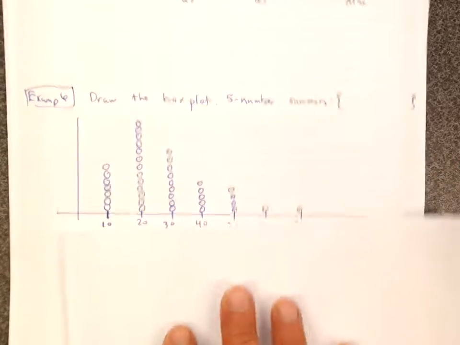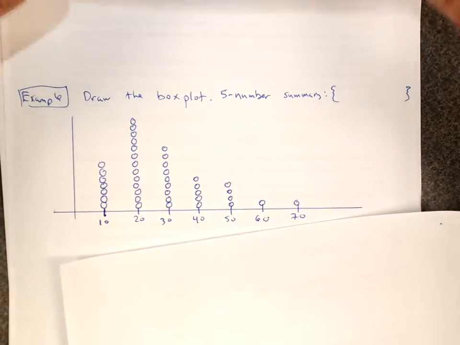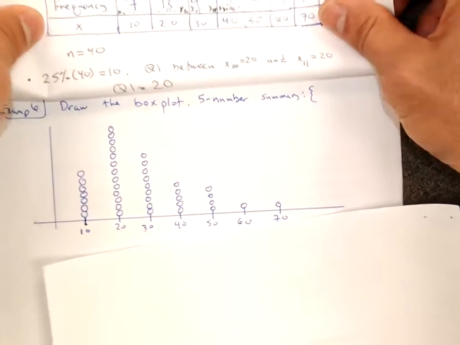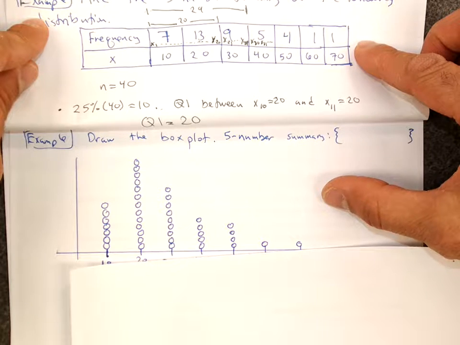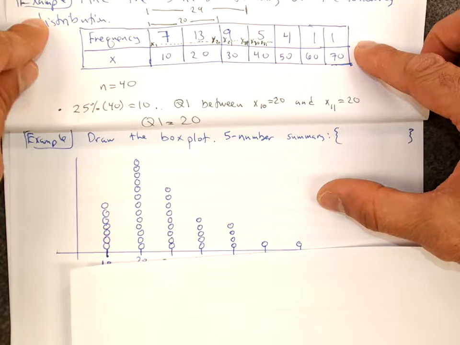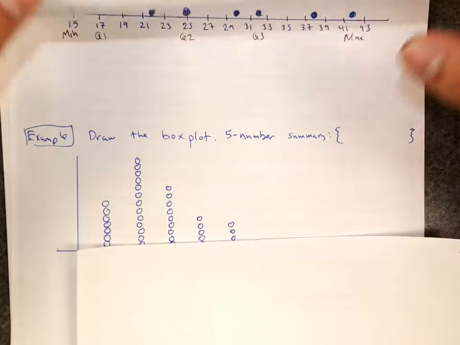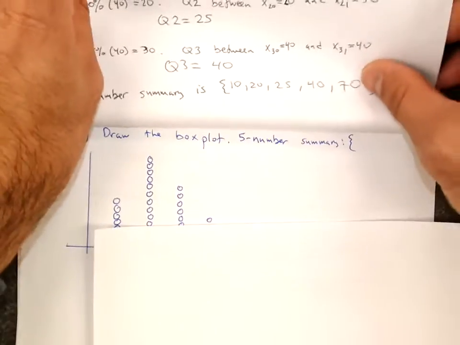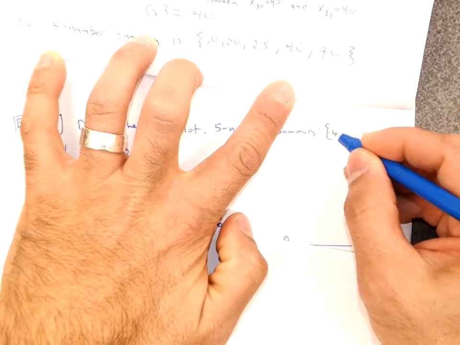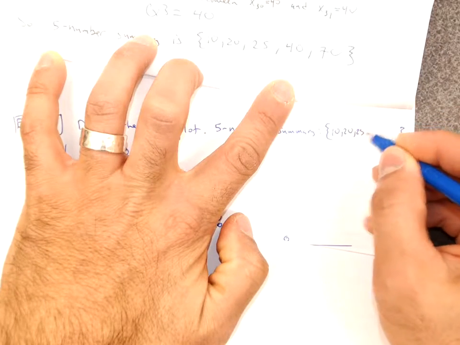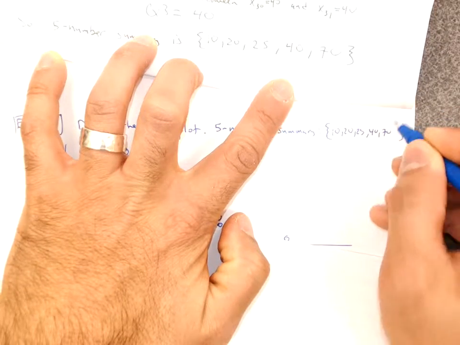Here is the dot plot of this frequency table down here. So go ahead and draw it, if you haven't yet. The 5-number summary we found is the following: 10, 20, 25, 40, 70.